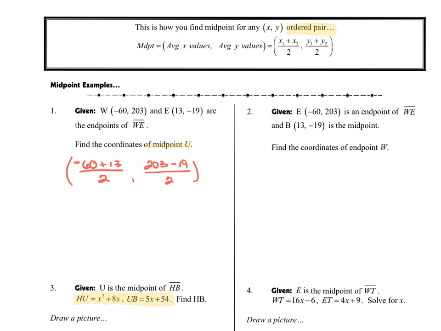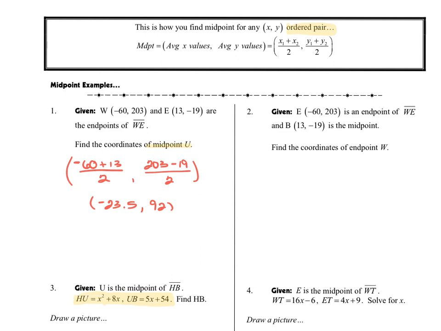I'm okay when you're working with midpoint if you go ahead and use a decimal. It's not that big of a deal to me. So if you go ahead and type this into your calculator, which you may need to do, depending on how comfortable you are with those bigger numbers, you would get -23.5 and a 92 for the y coordinate.